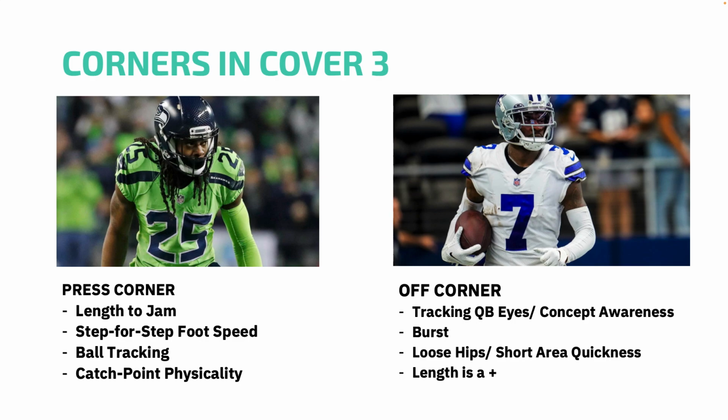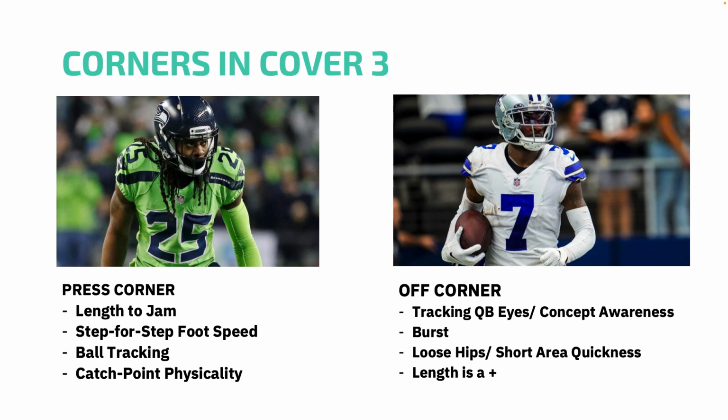Now, off corner, you're looking for somewhat similar things. Length is a plus, as it always is, as we said earlier. But ball tracking is slightly different. With an off corner, they're typically playing 7 to 10 yards off the line of scrimmage. They're playing with an outside leverage, which means they've got their back more towards the sideline than downfield.